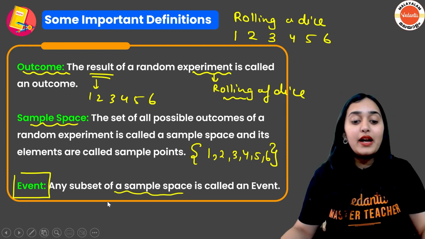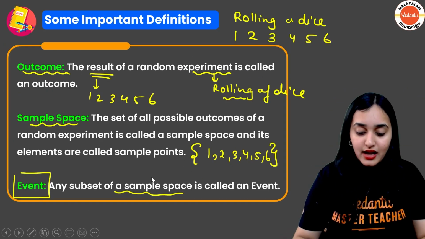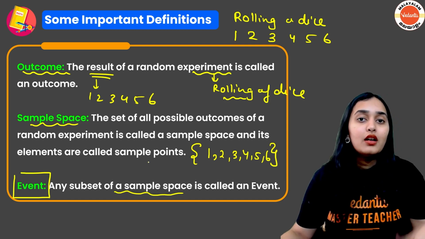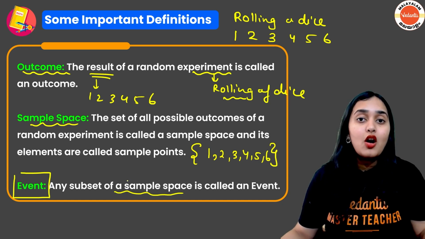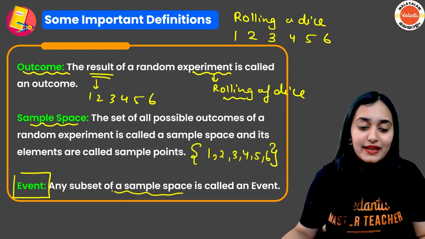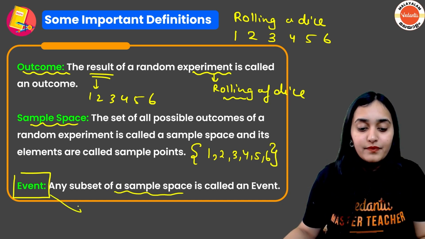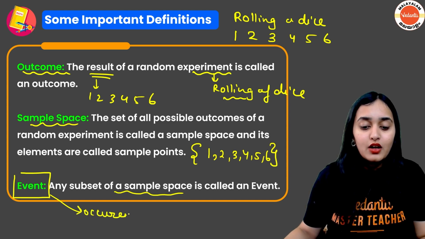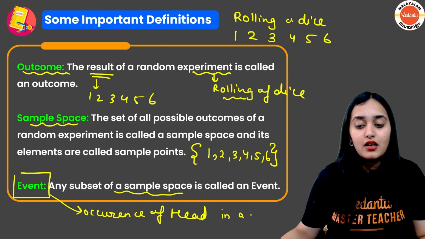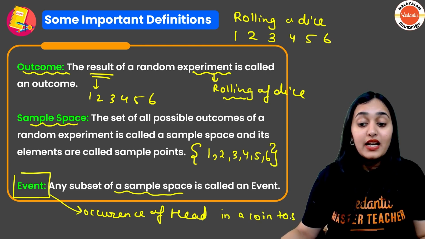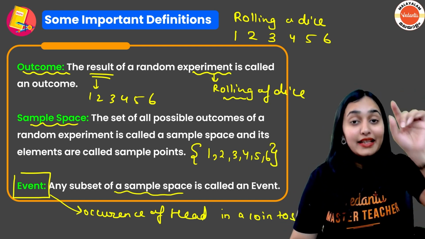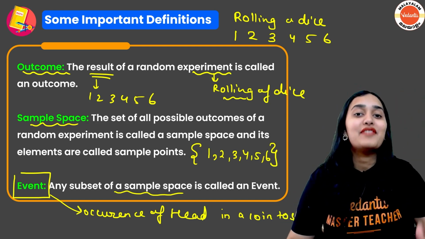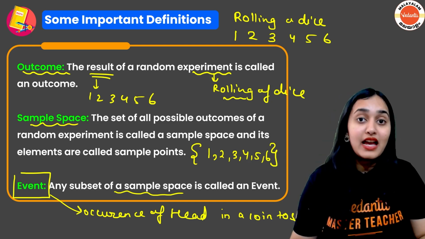Example, just now I told you, what is the chance of happening of 6 on a dice, or what is the chance of head on a coin toss. So basically, event is occurrence of head in a coin toss. When we are specifically talking about an outcome, a result, then that specific outcome is called the event. Alright, understood? I have given examples.